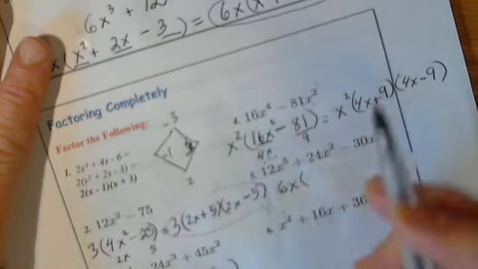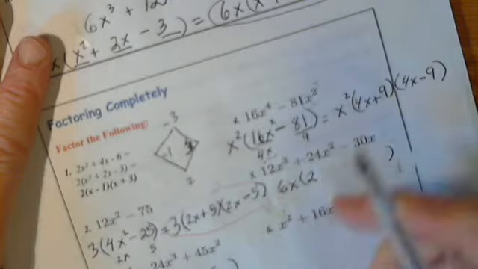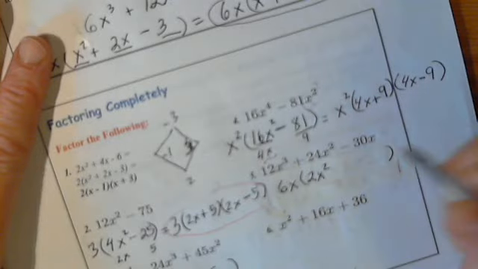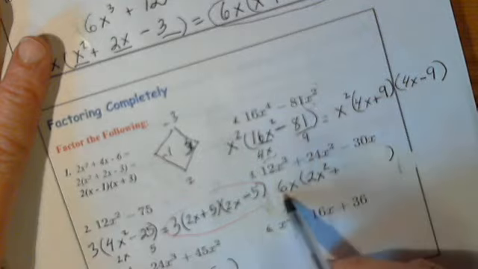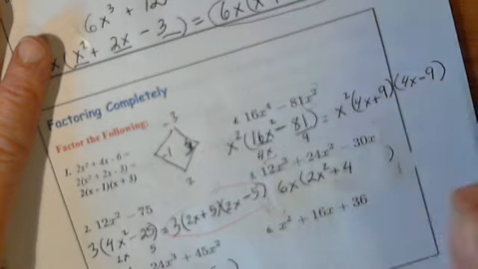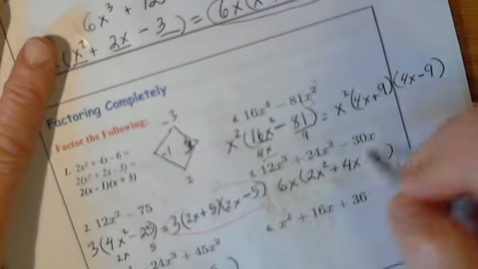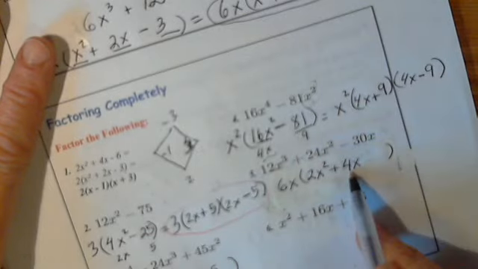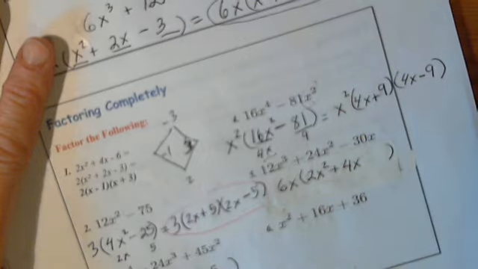12 divided by 6 is 2, and x cubed divided by x is x squared. Now my plus sign. 24 divided by 6 is 4, and x squared divided by x is x. Now 2 and 4 still have a common factor, but if we don't have a common factor in the third term, then we've done our job. We've factored out everything we can.